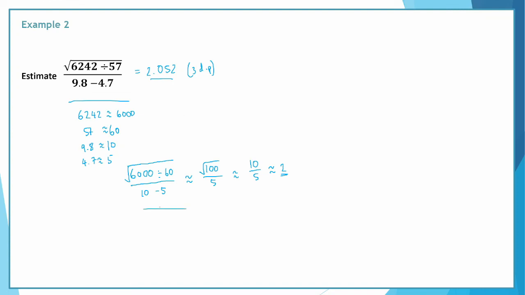So that's the point of estimation. It allows you to gain an answer to the question. It's not going to be an exact answer, but it's going to be pretty close. So that's the main purpose of estimation. You can see that we've got pretty close using much simpler numbers. And that's our last example.